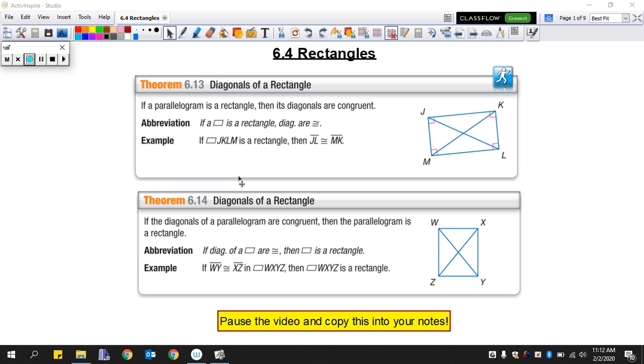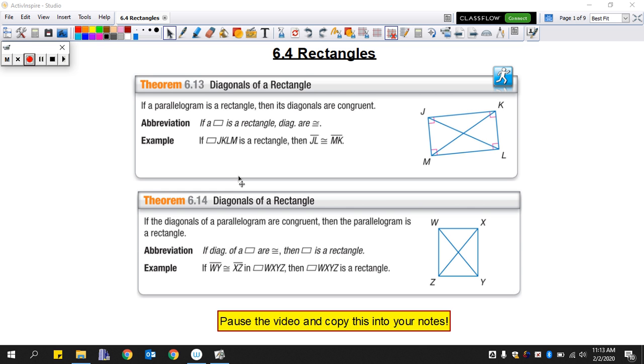In this video, we're going to continue our unit on polygons. And today we're going to talk specifically about a special quadrilateral called rectangles. Remember that quadrilaterals are four-sided polygons.